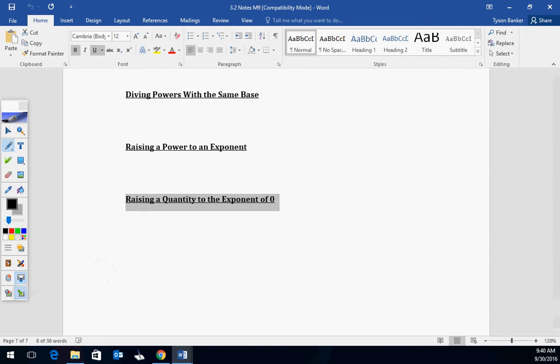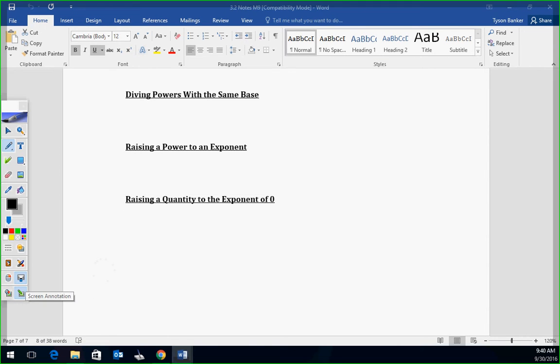All right, so raising a power to an exponent, this is where it's going to be a to the m to the n. That is a to the mn. Letters next to each other means multiplication, so it means you multiply m times n.